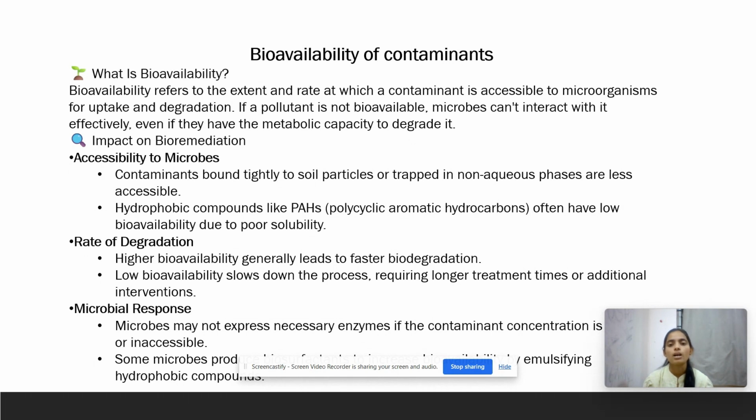Rate of degradation. Higher bioavailability helps in faster biodegradation, and lower bioavailability leads to longer time and many further processes to treat. Microbial response. Like microbes may not express enzymes if the contaminant concentration is very low and inaccessible to microbes. So microbes need contaminants to be accessible for better bioremediation processes.